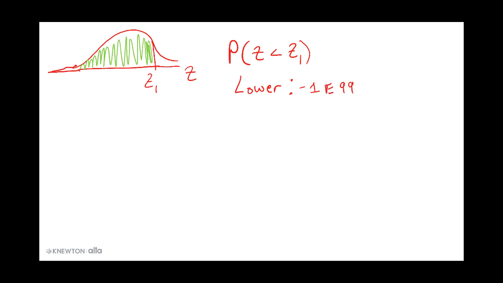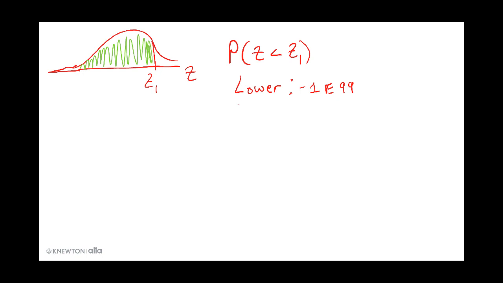And what is this? This is scientific notation. E just means 10 to the 99th power, right? So a positive 1 times E to the 99 will be a positive 1 times 10 to the 99. That's a huge number. But if we multiply that by negative 1, now it becomes a really, really small number. So our lower bound is negative 1E99 for this left area case.